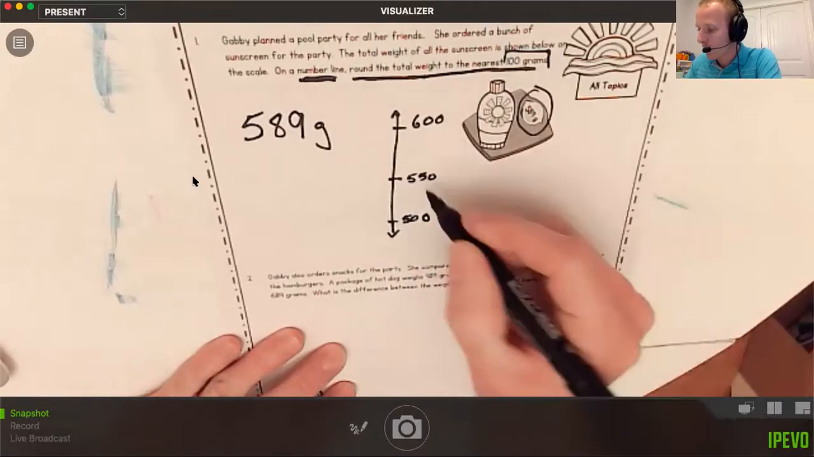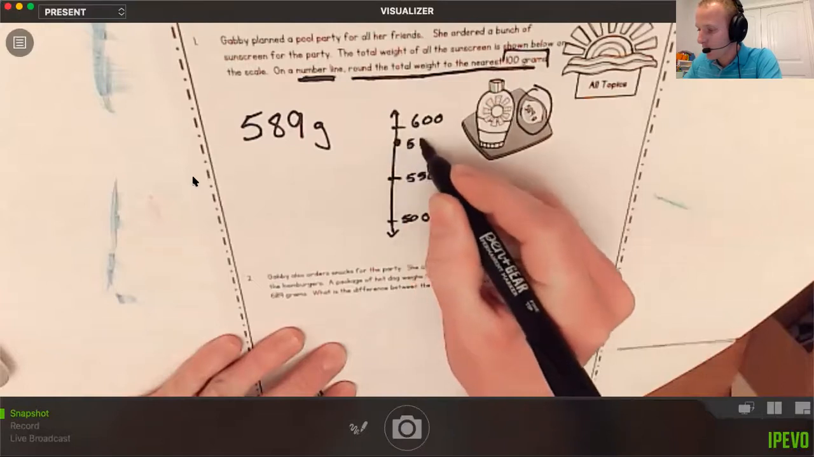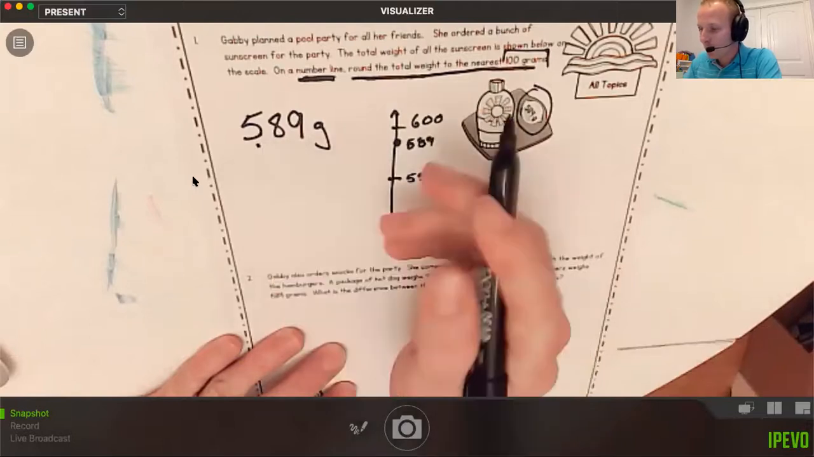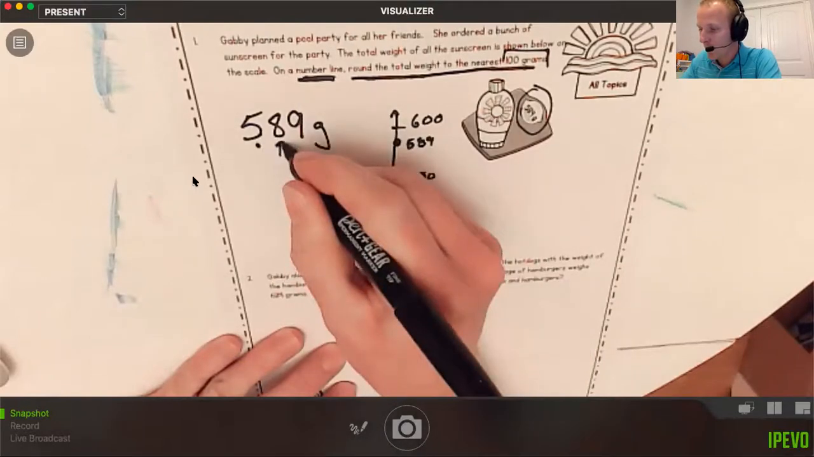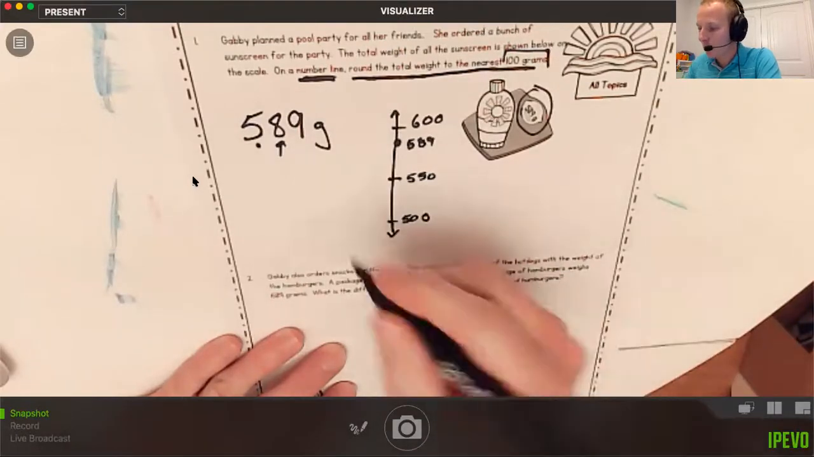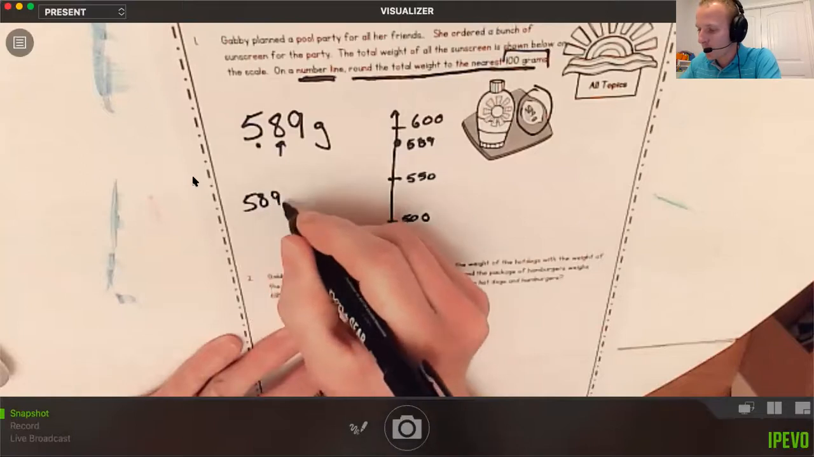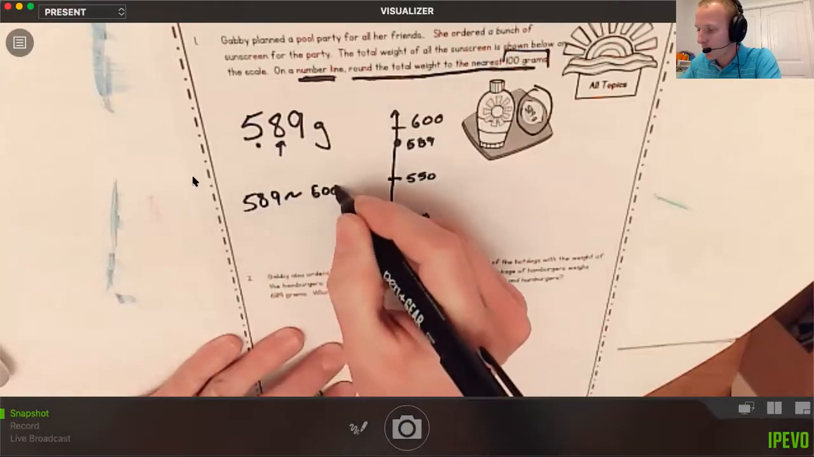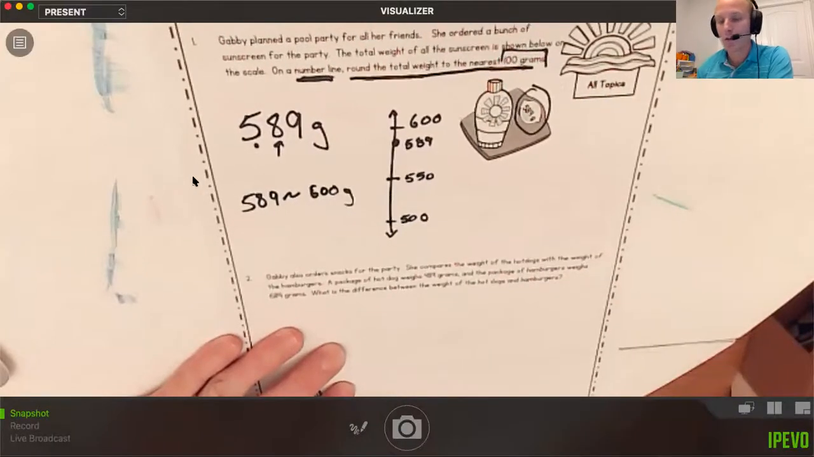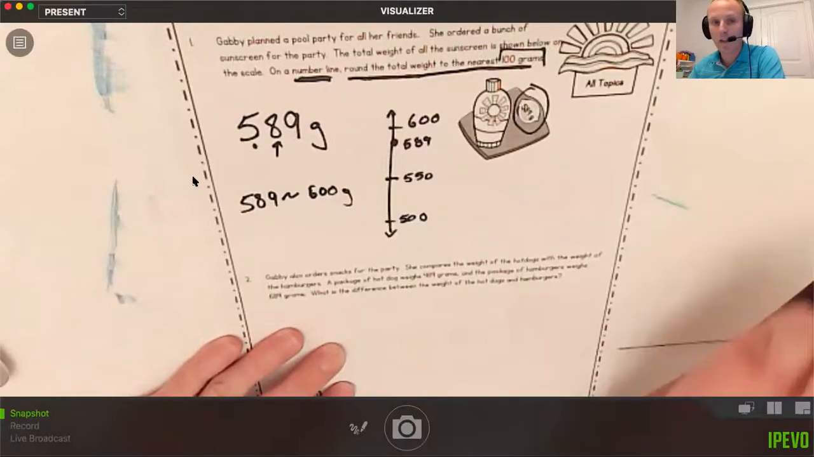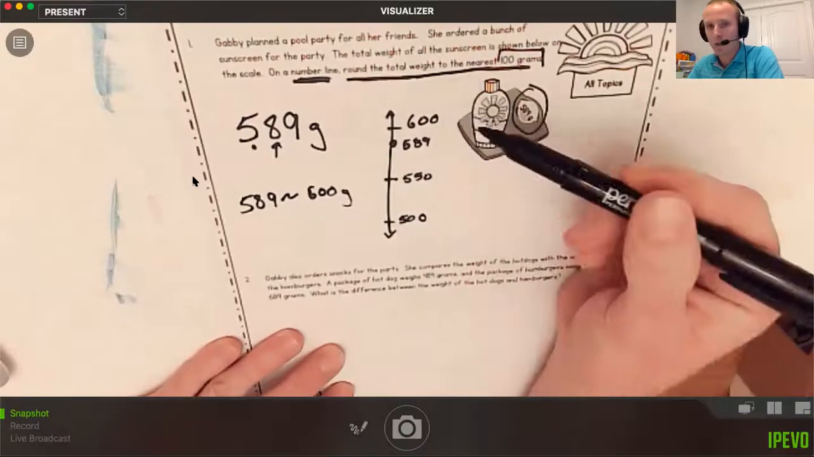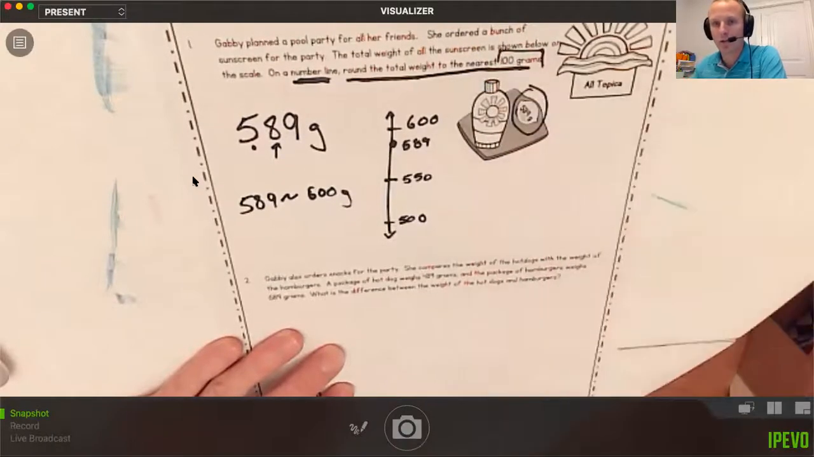550 is right in the middle, and 589 is somewhere up here. We know that when we're rounding to the hundreds place, we look at the tens, and if the tens digit is 5, 6, 7, 8, or 9, we round up. In this case it is, so 589 is about 600 grams. Ideally, you'd then write a sentence saying it is about 600 grams. And that's how you do the first type of problem, rounding on a number line. Make sure, again, that you understand what the problem is, and whether it's asking you to round to the nearest 100 or the nearest 10.